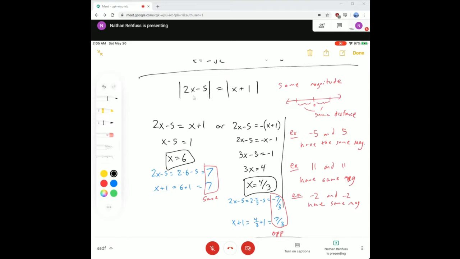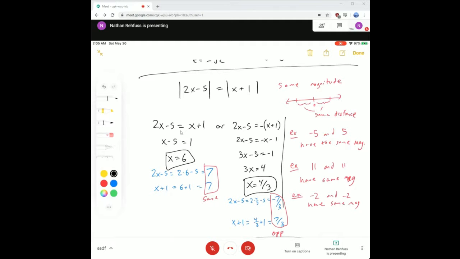So what I'm saying is these 2 expressions, 2x minus 5 and x plus 1, they have to have either the exact same numerical value or exactly opposite numerical values. We're going to find out that they can either both be 7 or they can be negative 7/3 and positive 7/3. They can either have the same value or opposite values. So the way I'm going to get there is I'm going to say, okay, there's 2 things that could be happening. They're either the same, like these, or opposite, like these.